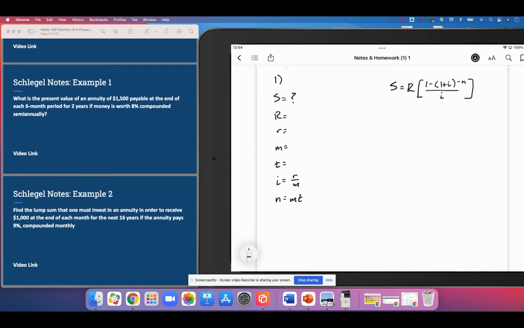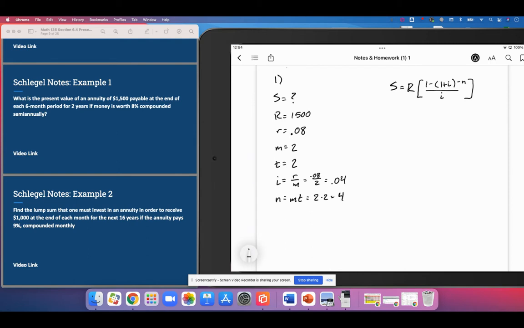What is the present value of an annuity of $1,500 payable at the end of each 6-month period? So we're going to get paid out of this fund $1,500 every 6 months for 2 years. So our time is 2. And it's paid at the end of every 6 months. And so our M is also 2 because there are 2 compounding periods in the year. And our rate is 0.08. So I is R over M, so that's going to be 0.08 over 2, so 0.04. And N is MT, so 2 times 2 is going to be 4.